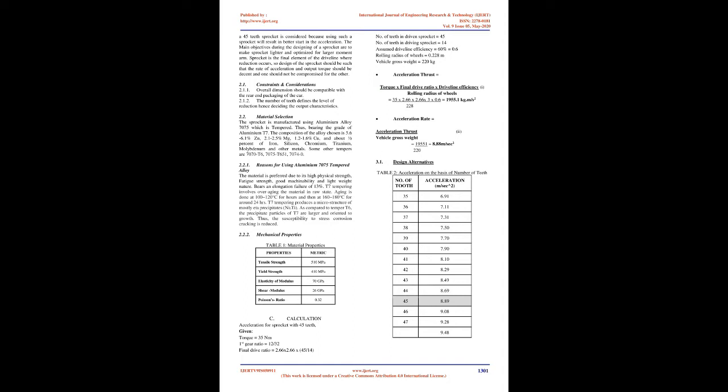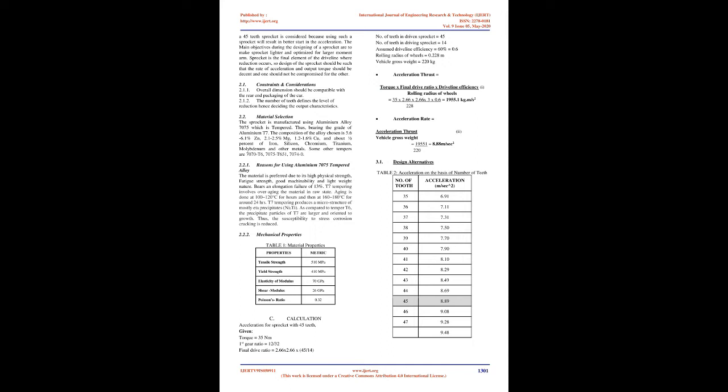Thus, the diameter of the sprocket helps to produce a moment arm to produce a torque on the differential. Here, a 45-teeth sprocket is considered because using such a sprocket will result in a better start in the acceleration. The main objectives during the designing of a sprocket are to make the sprocket lighter and optimized for a larger moment arm. The sprocket is the final element of the driveline where reduction occurs, so the design should be such that the rate of acceleration and output torque are decent and one is not compromised for the other.